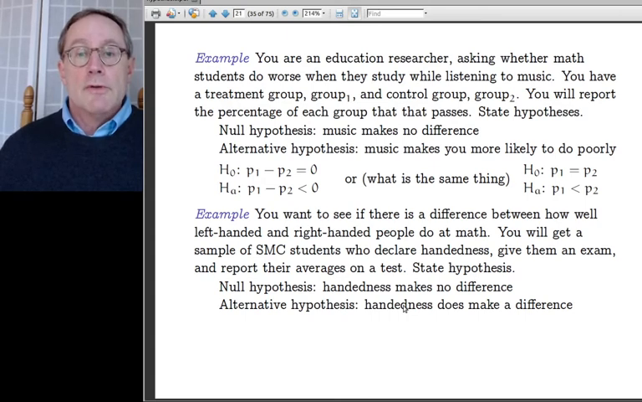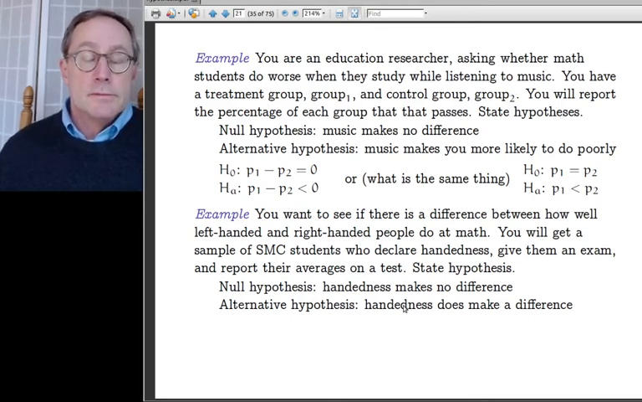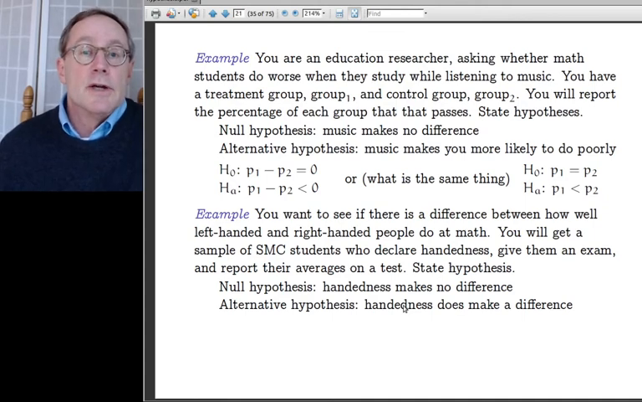So the alternative hypothesis is that there's a genuine phenomenon relating handedness to score on the test, and the null hypothesis is that no, there isn't. And if you find some difference in your sample, it's just because of routine sample variation. It's not because it's a genuine phenomenon, it's just because samples vary, that's all. That's what the null people think.